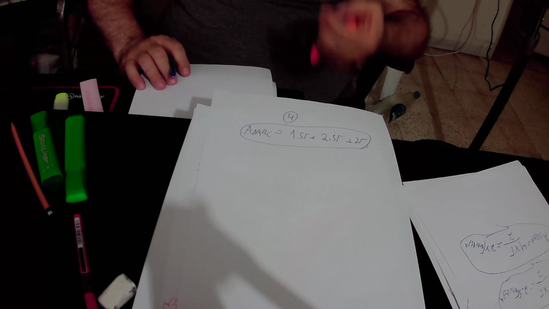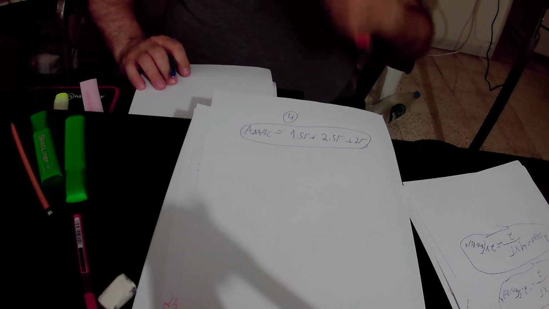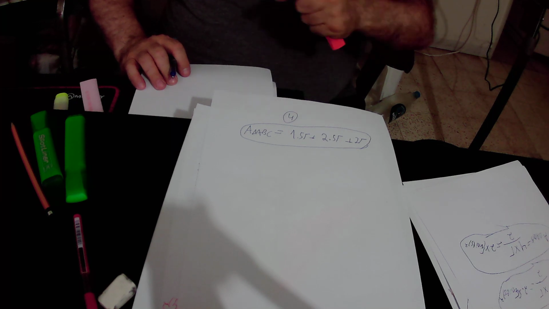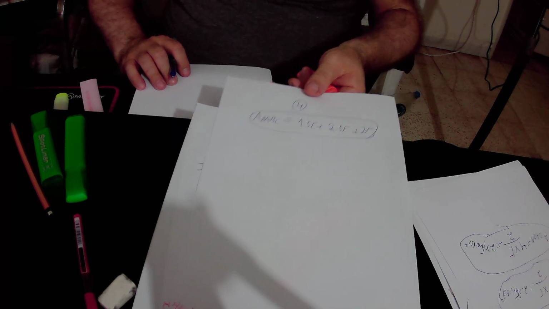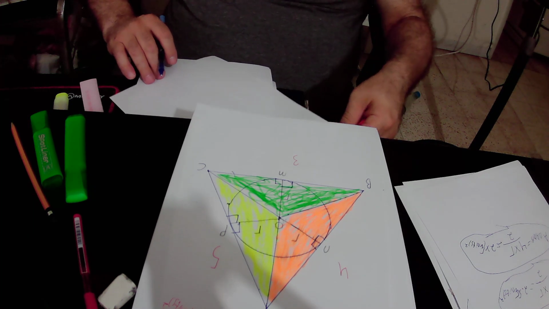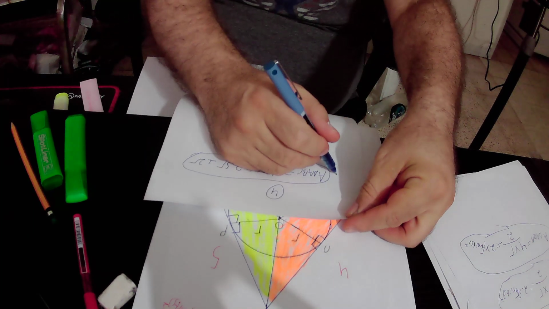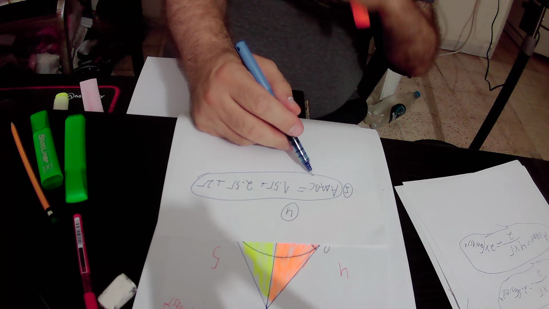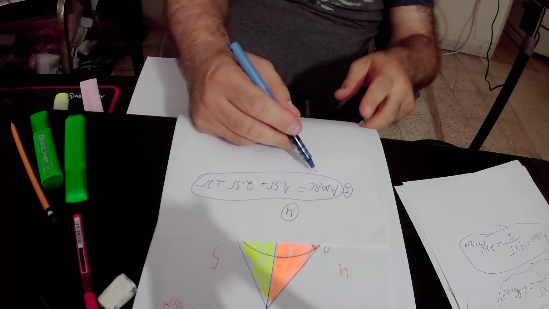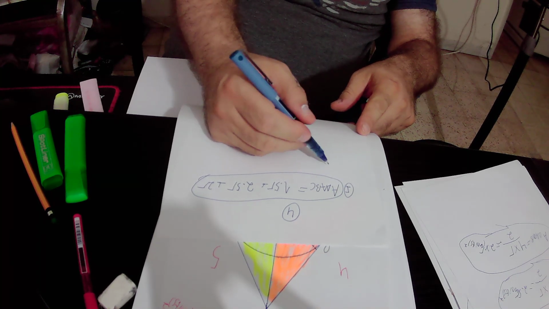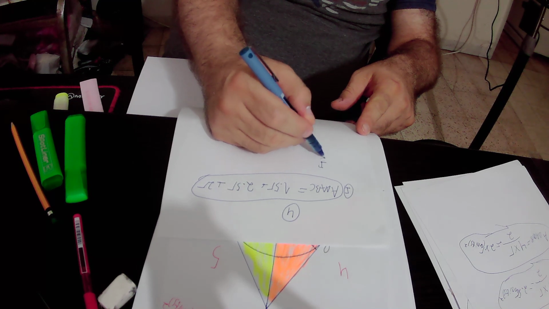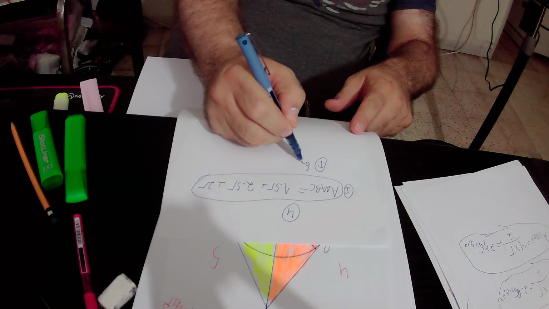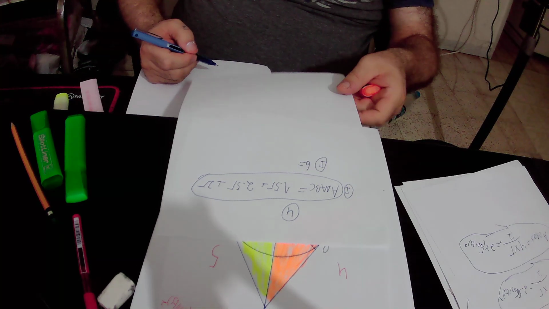But it is given in the question that the area of the big triangle ABC equals 6 units. So we'll mark it as equation number 1. So we can substitute the area of the big triangle ABC by 6, because it is given in the question that the area of triangle ABC equals 6 units.